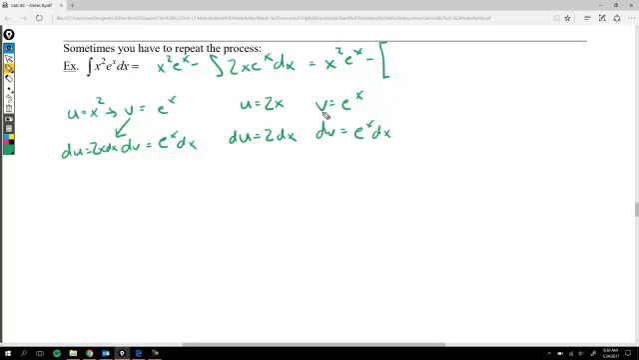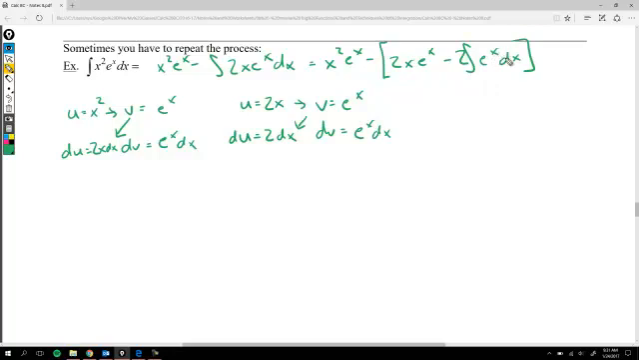Right, now I have my new uv, so 2x e to the x minus the integral of v du. So I'll put the 2 out here, e to the x dx. Now keep in mind, look that I did parentheses here because this negative will affect both terms. So it's very important to make sure you have parentheses here. Okay, now I do not have a product in my integral. Now I actually can integrate this very easily.